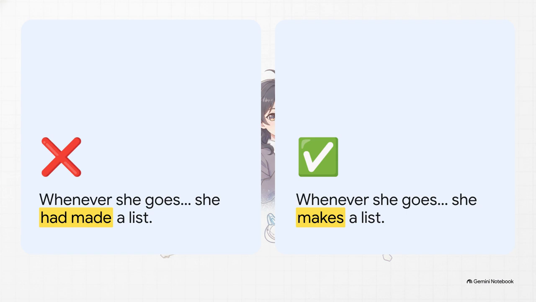For example, if you write, whenever she goes, she had made a list, you jarringly jump from a close present habit to a remote past perfect action. It's super confusing. The consistent, clear approach is simply, whenever she goes, she makes a list.